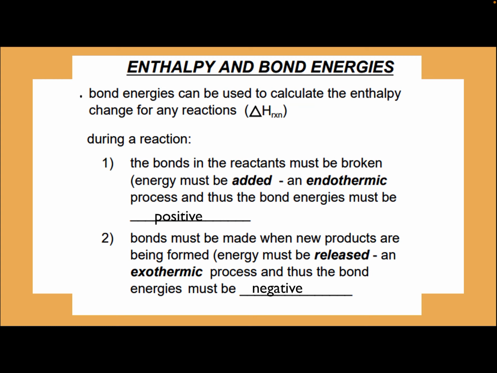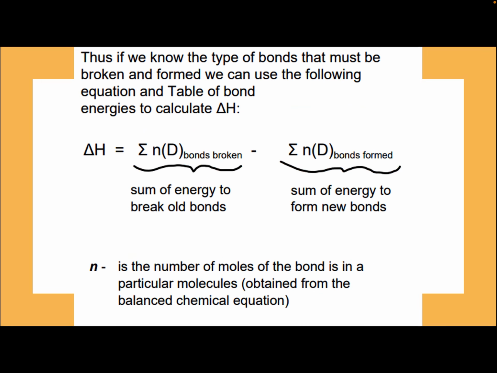But if we are making new products and not breaking them up, then that means energy is released, and that is exothermic, which is a negative value. So these two are very important to remember. I would star them if I were you, so you have a better understanding. Therefore, if we know the type of bond that must be broken and formed, then we can use the following equation and the table of bond energies to calculate our change in enthalpy.